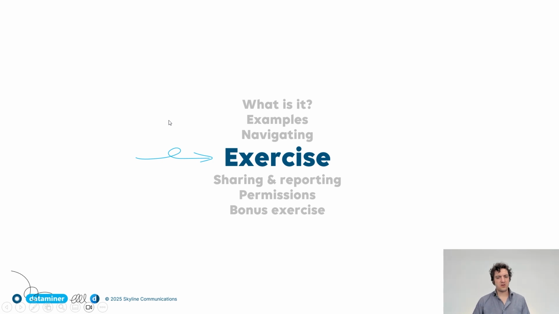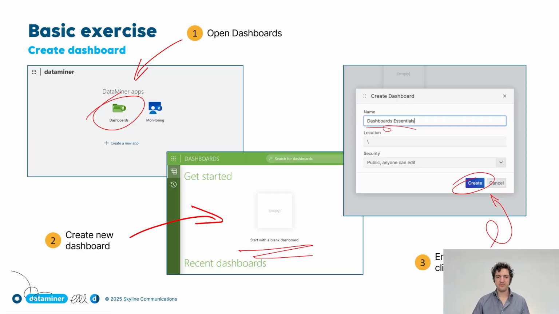All right, enough talk, let's do an exercise. If you have not done this yet, please open your dashboards app through your homepage of your agent, create a new dashboard, and then you can enter a name, put in a location, set the first security, and then click create. If you have not done that yet, please pause the video here, and then we can keep going.